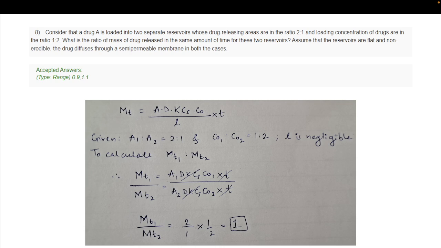Please let me know if there are any doubts in the question or in the solution, and we can go over the questions once more. If not, I'll move on towards the next question.